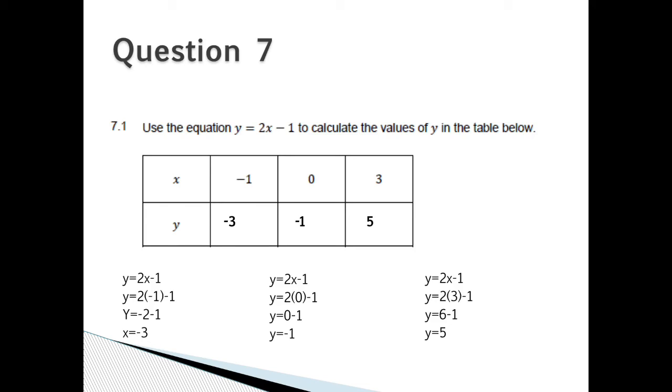y is equal to 2x minus 1, where x is 0, y is equal to 2 times 0 minus 1, y is equal to 0 minus 1, y is equal to minus 1. y is equal to 2x minus 1, where you substitute 3, y is equal to 2 times 3 minus 1, y is equal to 6 minus 1, y is equal to 5.